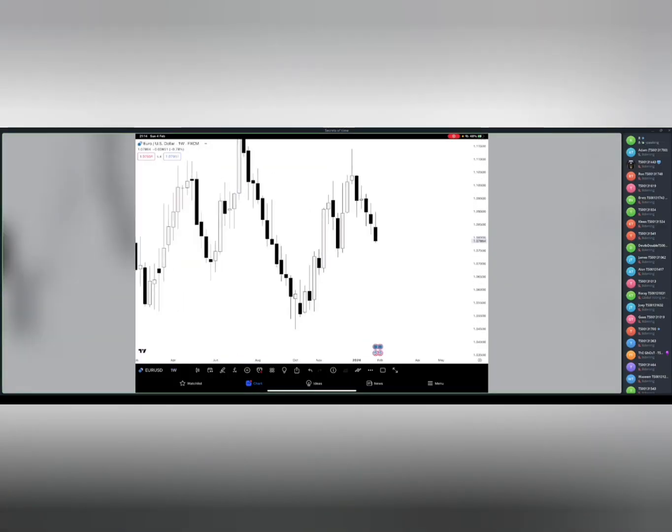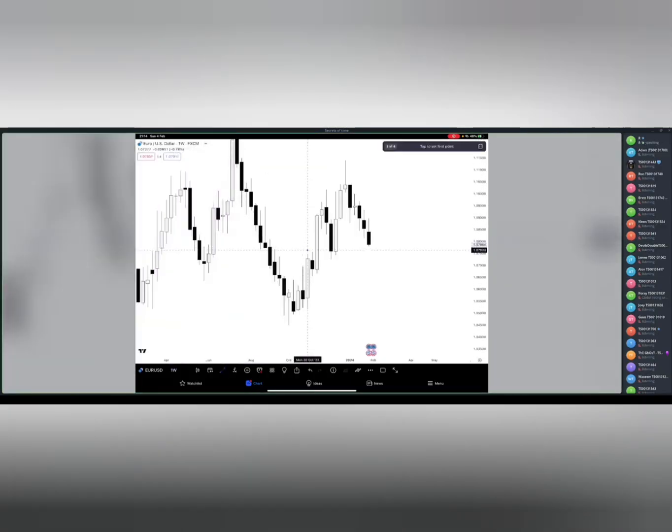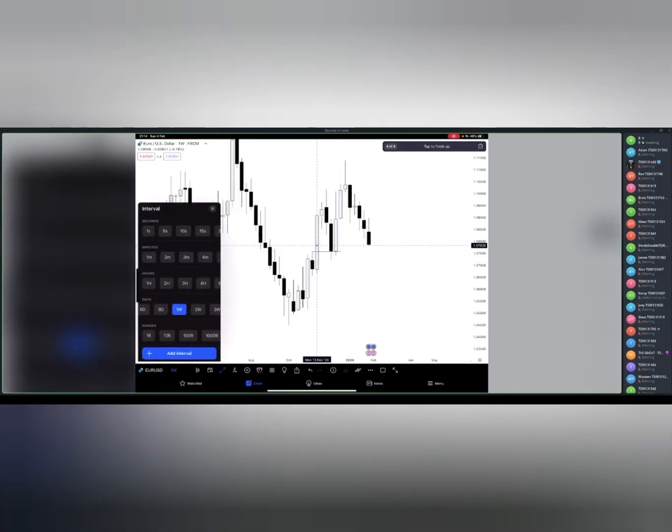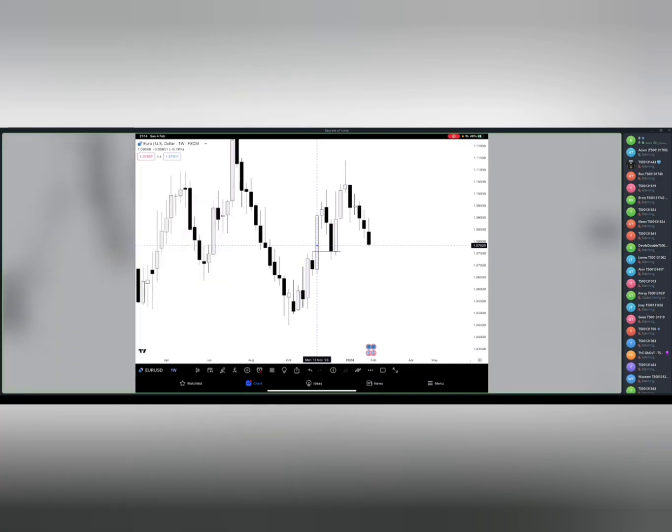Over here on the weekly time frame, we have reached a down close candle, which is on the monthly time frame an IFVG, for you to see. And we are showing a willingness to expand higher.